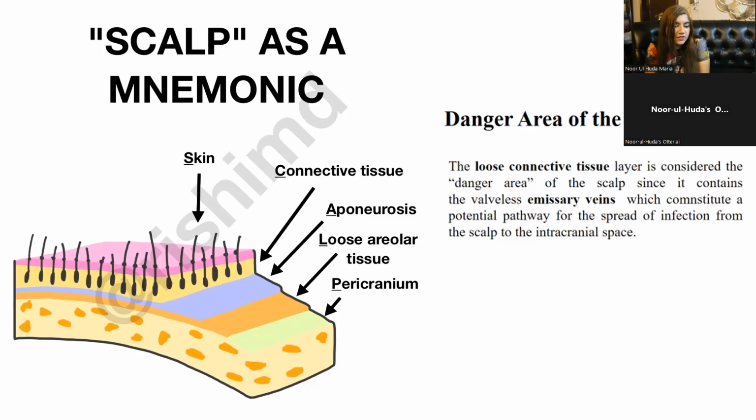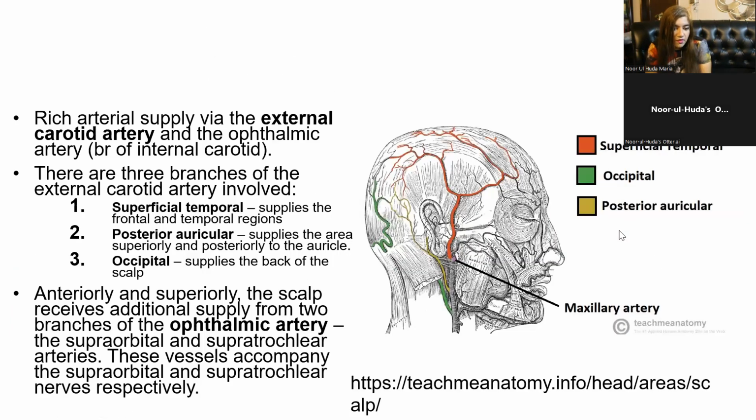Underlying the connective tissue is the aponeurosis, and then below the aponeurosis is the loose areolar tissue, and the last layer is the pericranium. So the dangerous area of the scalp is the loose connective tissue, and it is called the danger area of the scalp since it contains the valveless emissary veins, which constitute a potential pathway for the spread of infection from the scalp to the intracranial space. So this is a point of clinical relevance that you should be aware of.